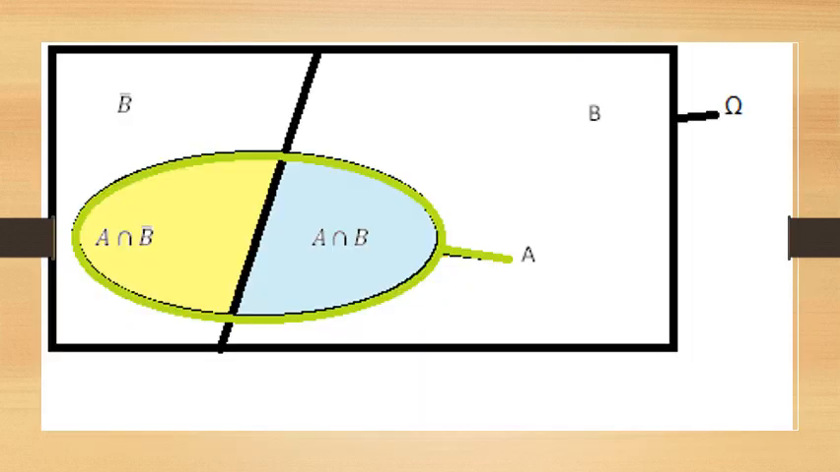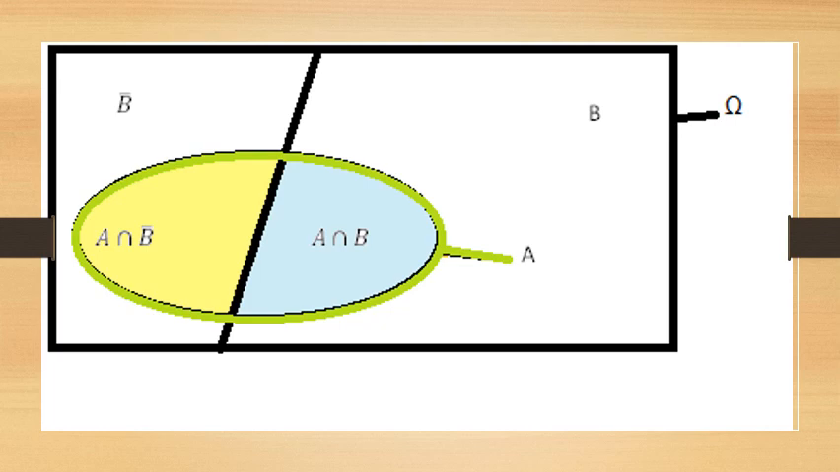Now we can look at this figure. Omega is representing the whole sample space, and we have two events, B and A. Event B has a complementary event B bar. Event A is drawn in the green oval. We have the intersection between A and B, colored blue, and the intersection of A and B bar, colored yellow.